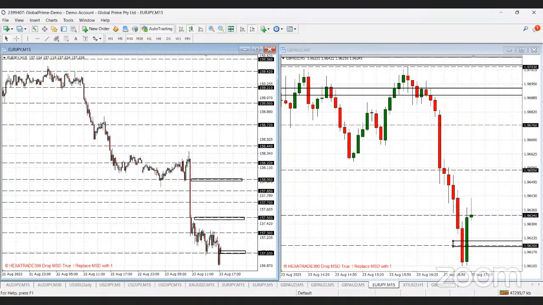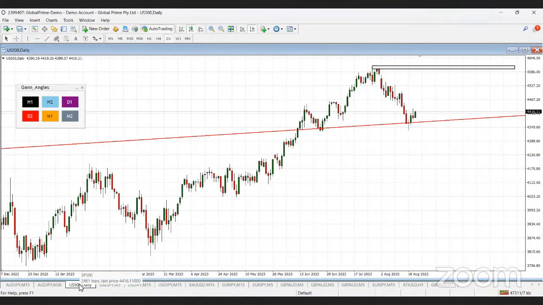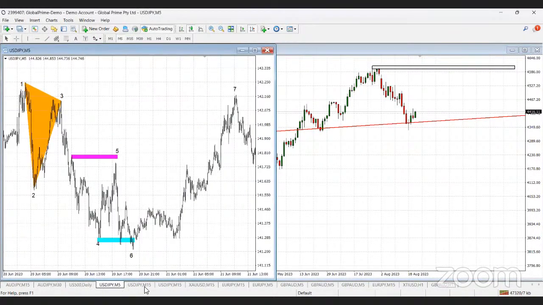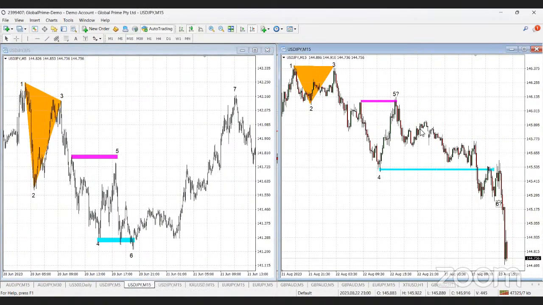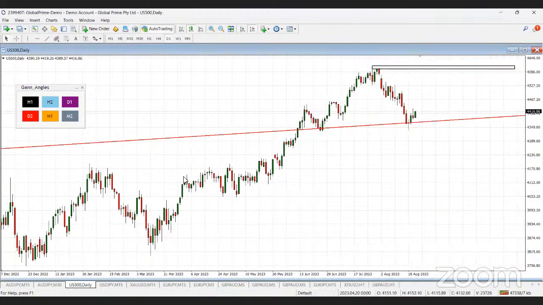All right, so let's just run through everything again. Aussie yen, going to make its way down, I believe, to 16. We're still holding this angle here on the S&P. Dollar yen, oh, we broke down, but we had a very nice move from 5 to 6. I'm going to recalculate that pattern, that market.